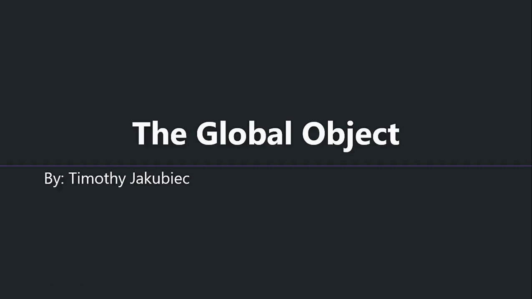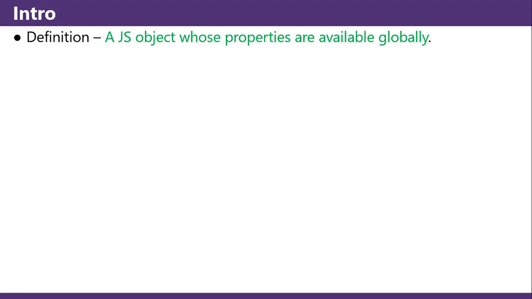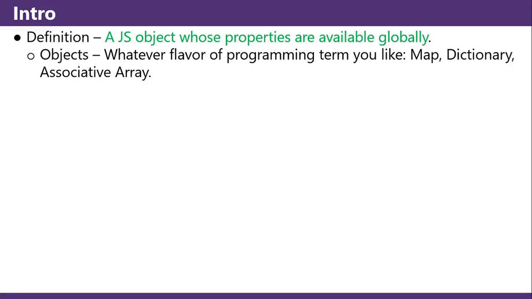Today we're going to talk about the global object in JavaScript. The global object is a JS object whose properties are available globally. Objects are dependent on the flavor of programming term you like: map, dictionary, associative array. If you want to learn more about this data structure, I'll have a video linked in the description.